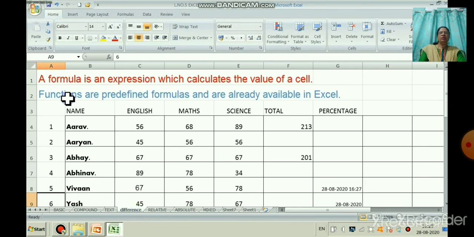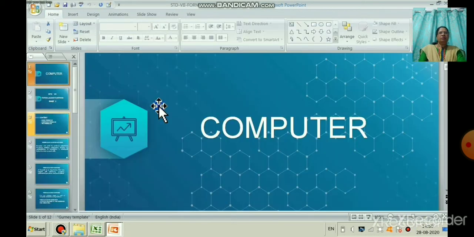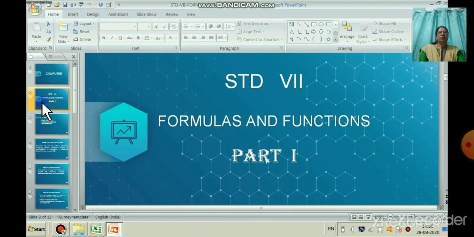And we have learned the difference between formula and function. A formula is an expression which calculates the value of a cell. Functions are predefined formulas and are already available in Excel, for example equal to NOW, equal to TODAY. When you want to display the date and time, you use that function. So yes children, we will stop this session.